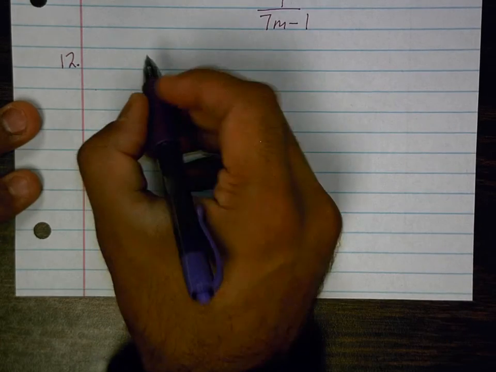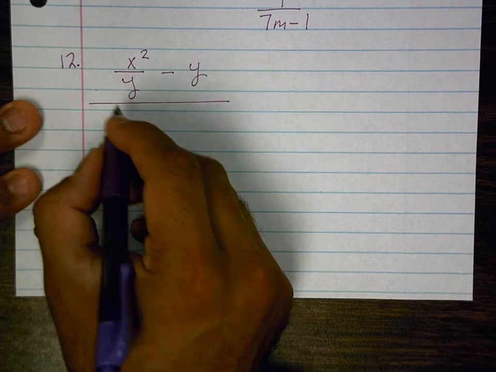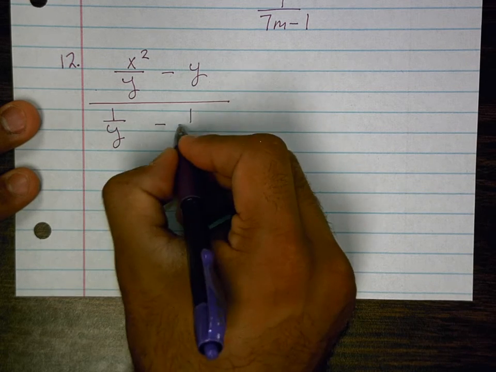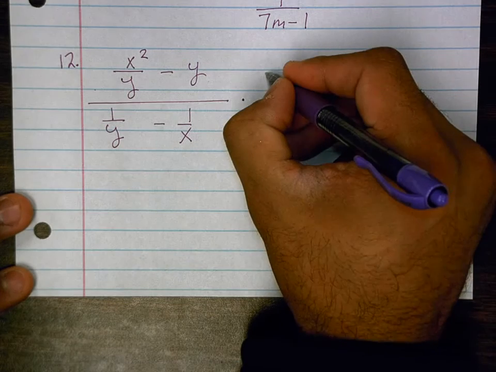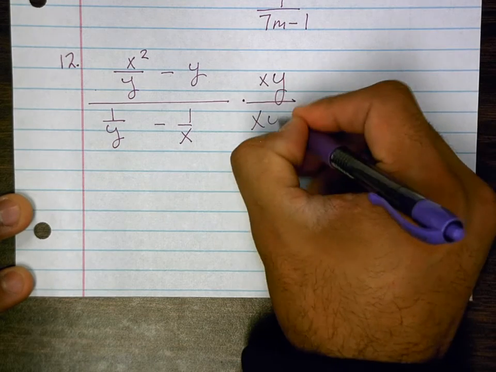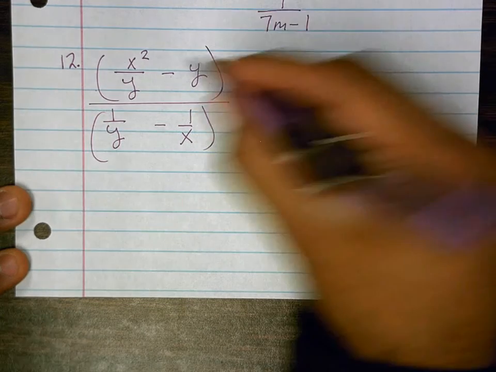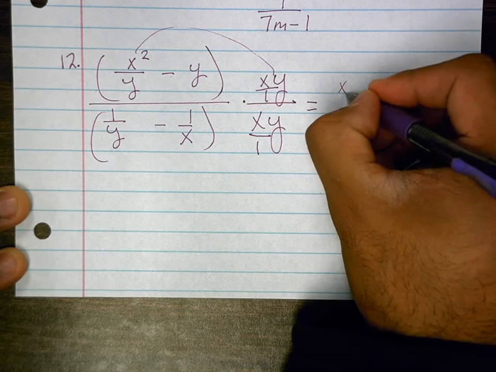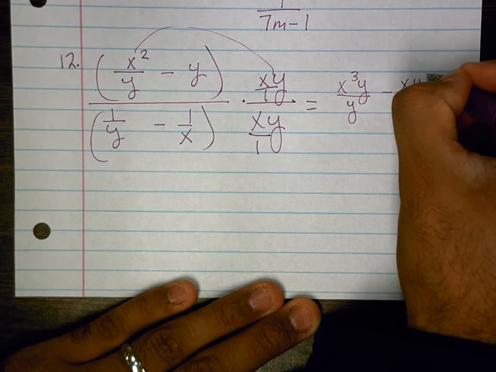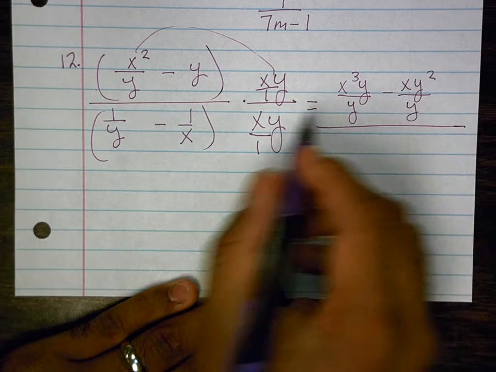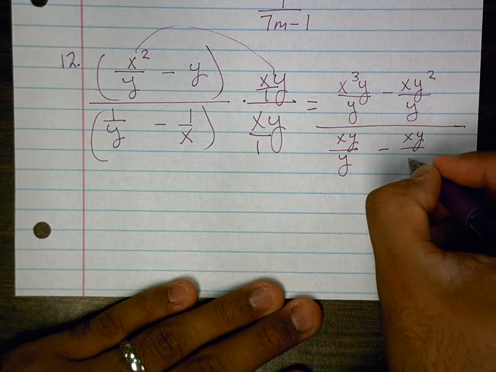Question 12 says x squared all over y minus y all over 1 over y minus 1 over x. So look at all the little fractions, which is y, y, x. So the LCD is xy all over xy. Remember, this is being distributed, and these are all over 1. So when I distribute right here, I'm looking at x to the third y all over y minus xy squared all over y. And then over here, I'm looking at xy all over y minus xy all over x.